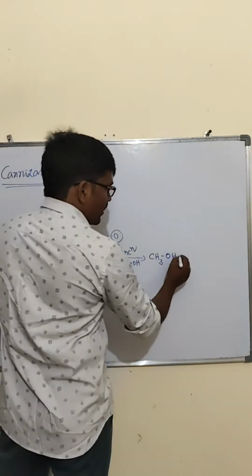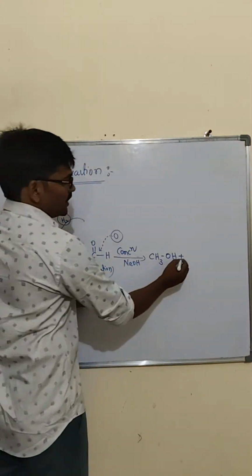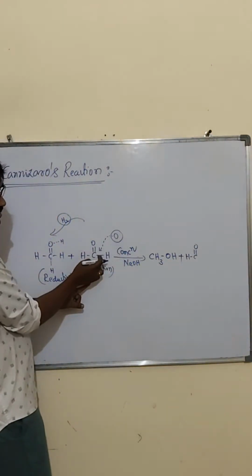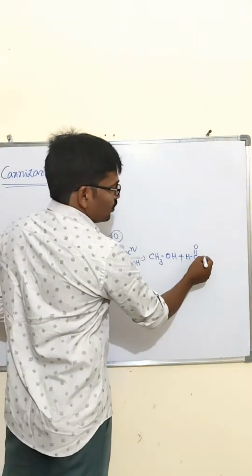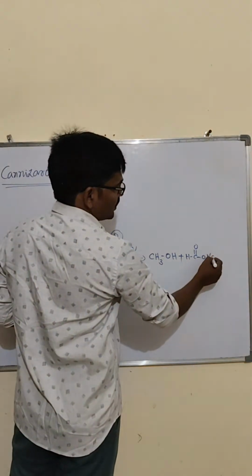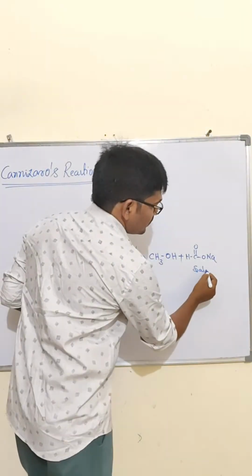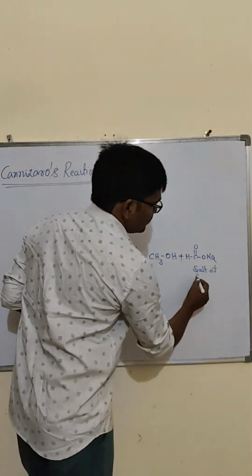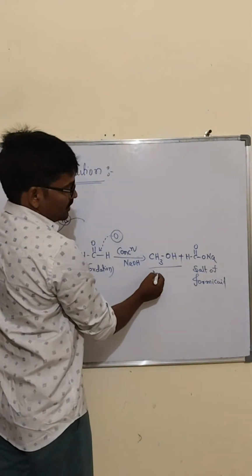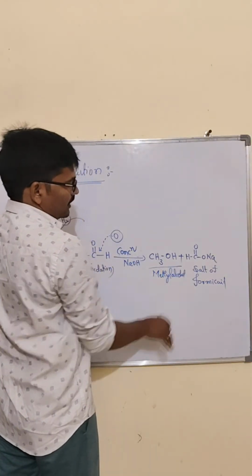Then oxidation happens, HC double bond O as usual, so one oxygen is inserted in between, giving OH instead of H. If NaOH is there, Na will be attached; if KOH is there, K will be attached. So this is the salt of formic acid. Then this is methyl alcohol. Like this they will be formed.